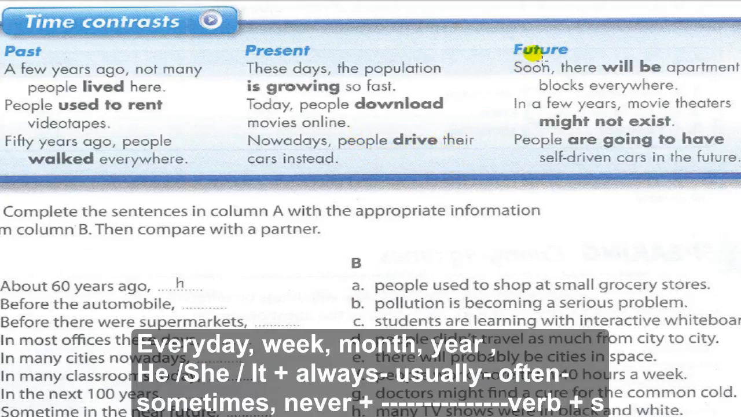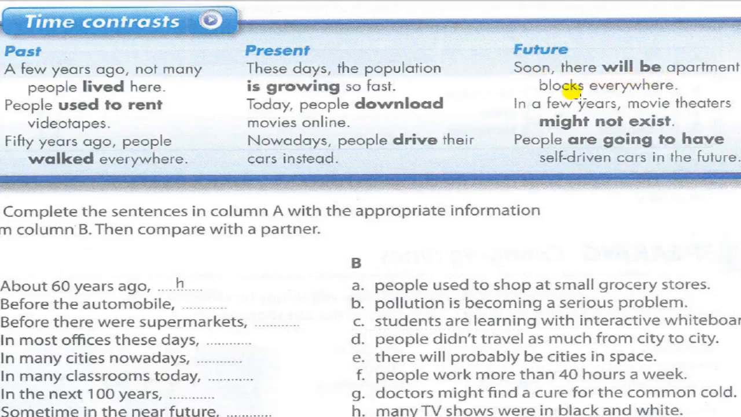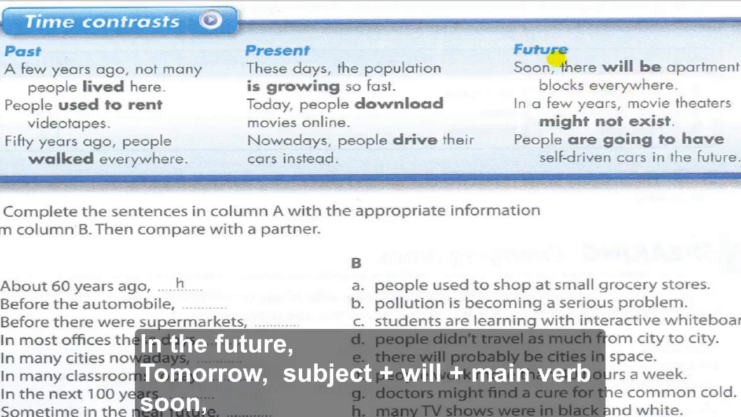Future. Soon there will be apartment blocks everywhere. To express the future, tomorrow, in the future, you can use will plus main verb. Subject, will, main verb. Soon there will be apartment blocks everywhere. Soon Egypt will be a great country. In a few years, movie theaters might not exist.